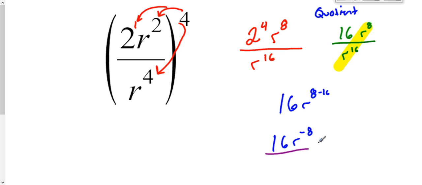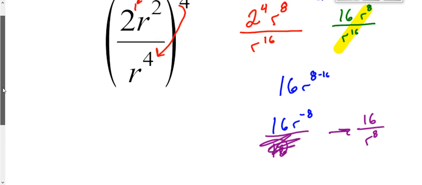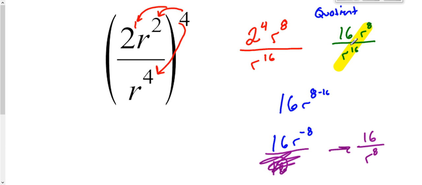Can't have a negative exponent. 16, we move the r to the bottom to be r to the 8th on the bottom. If we were to look at the problem here, where do I have more r's to start? I have more on the bottom. How many more than the top? 8 more, so these 8 cancel out with 8 of these, and that's how we get our final answer of r to the 8th.